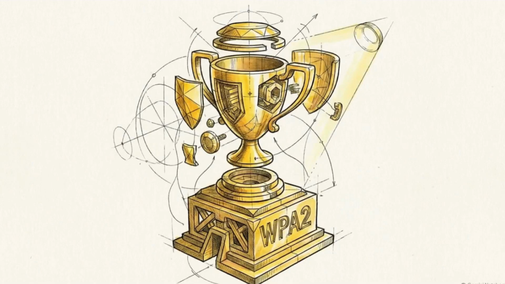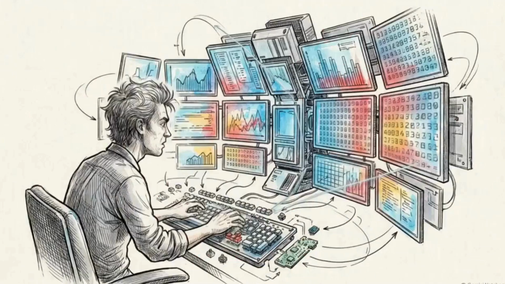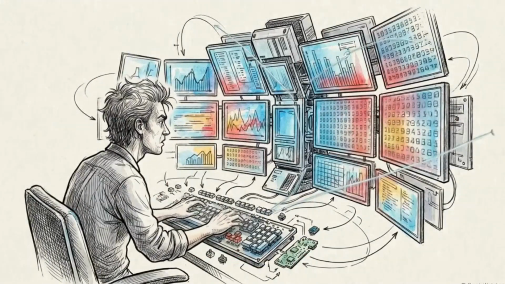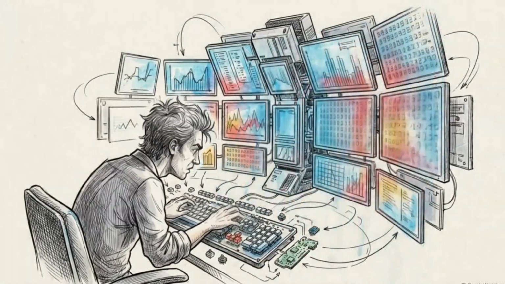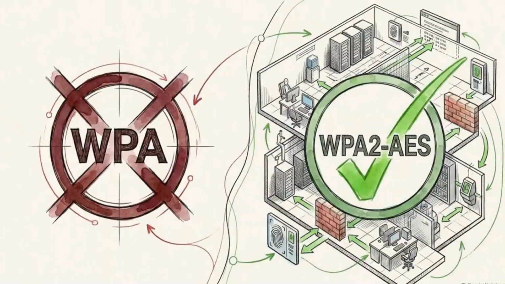AES proved so effective that WPA2 remained the industry standard for over a decade. Its primary weakness is the handshake process. If an attacker captures the data exchanged when your device first connects, they can attempt to crack your password offline using brute force. While WPA is now outdated, WPA2 AES remains a reliable and acceptable standard for most everyday home and business needs.